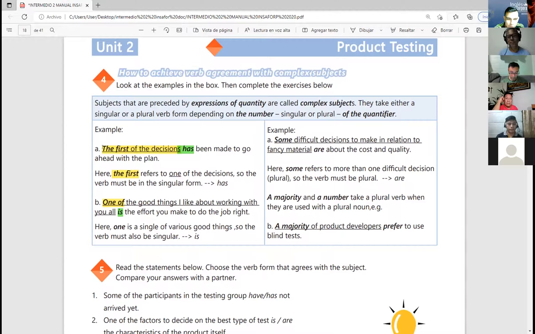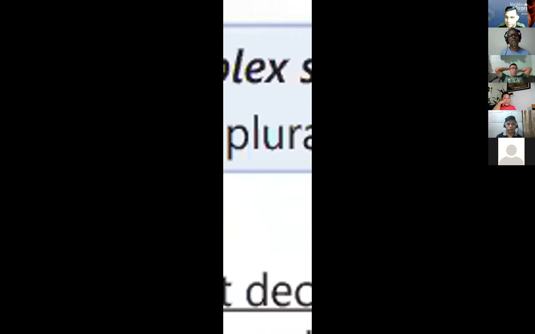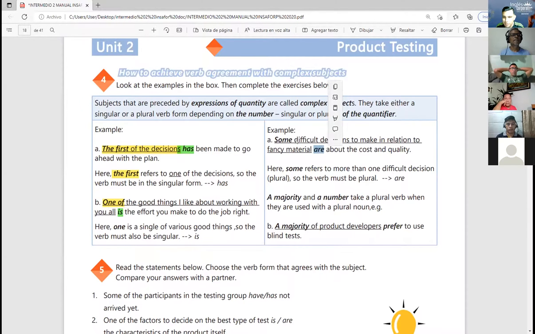One of the good things I like about working with you all is the effort you make to do the job right. Here, one is a single one of various good things, so the verb must also be singular. Some other examples: some difficult decisions to make in relation to fancy material are. Aquí es lo contrario. Cuando utilicemos la expresión some, el verbo va a tener que ir en plural. Exactly. Some refers to more than one difficult decision, so the verb must be in plural.